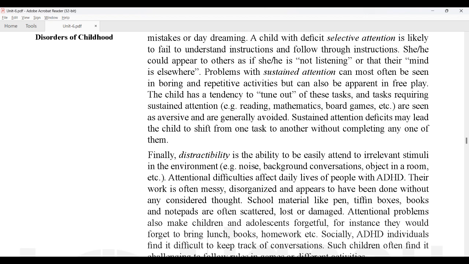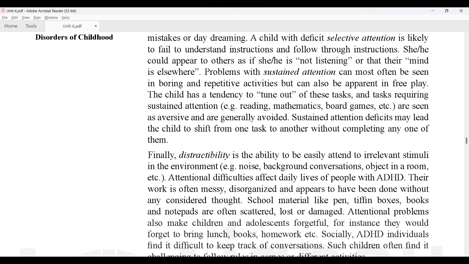Sustained attention deficits may lead the child to shift from one task to another without completing any one of them. Finally, distractibility is the tendency to easily attend to irrelevant stimuli in the environment, for example noise, background conversations, objects in a room, etc.